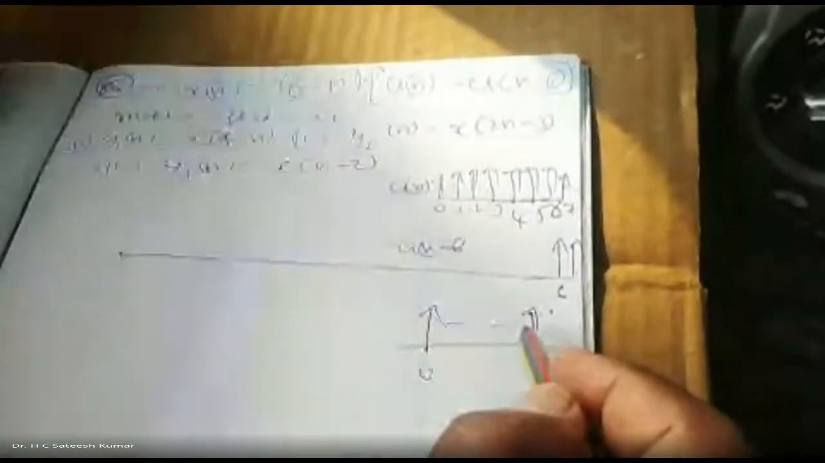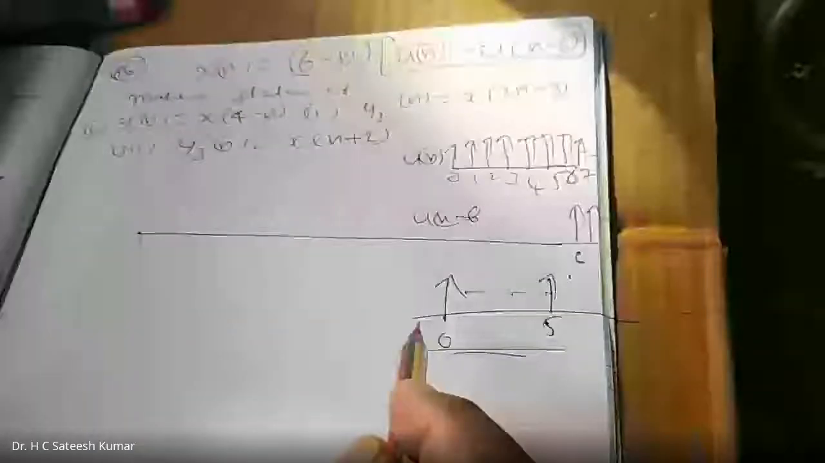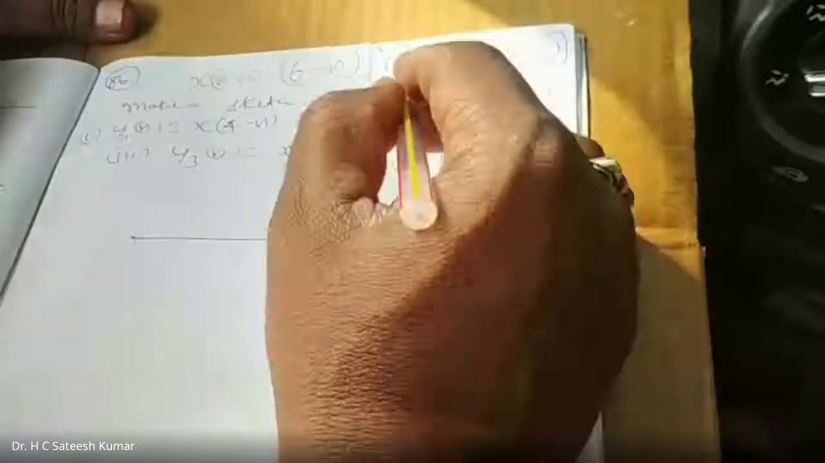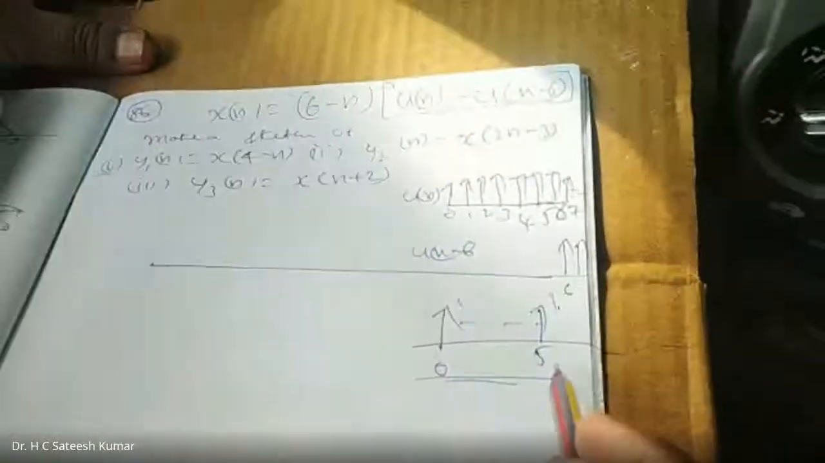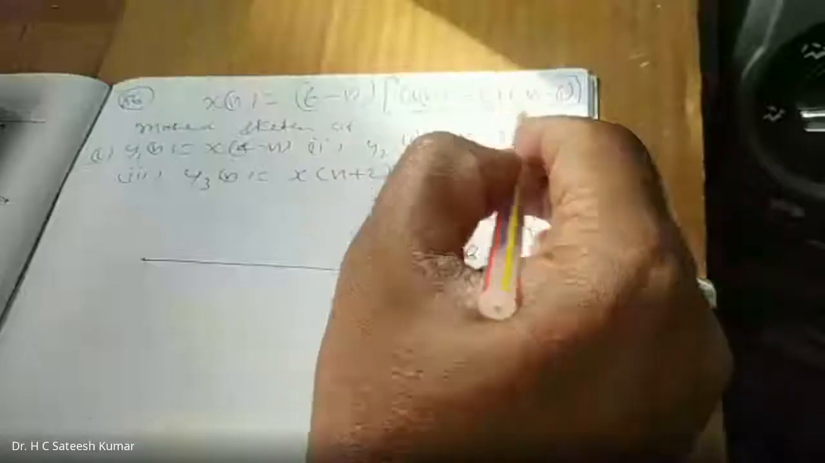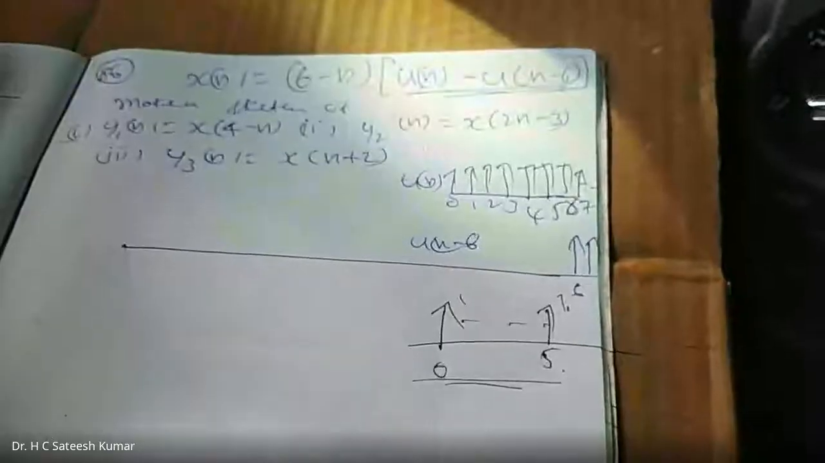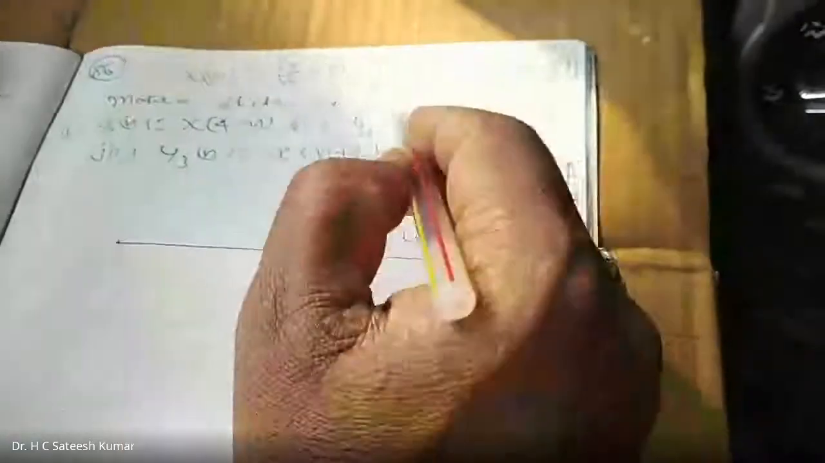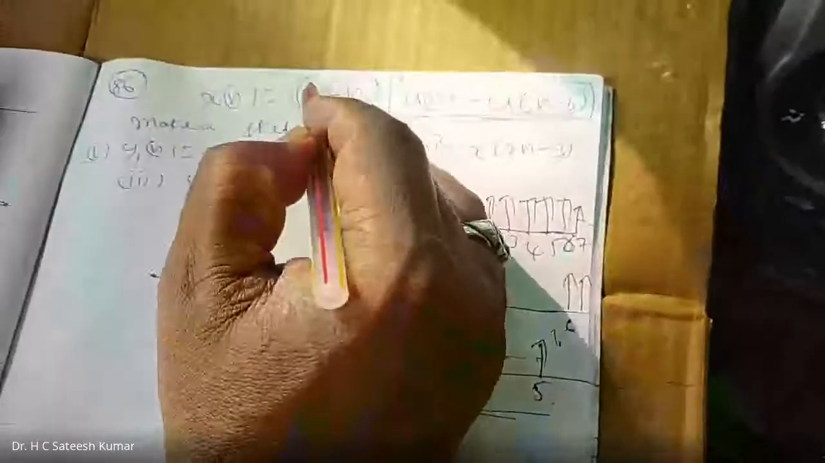So now, what is the one? u of n minus u of n minus 6. But that is not actually the matter, because the magnitude of this value is 1 only between 0 to 5. That means this elementary signal is used to fix the range for my signal. So between 0 to 5 its value is 1, and 1 into this one, this is your signal actually. This is your range. Okay, sketch the signal now.